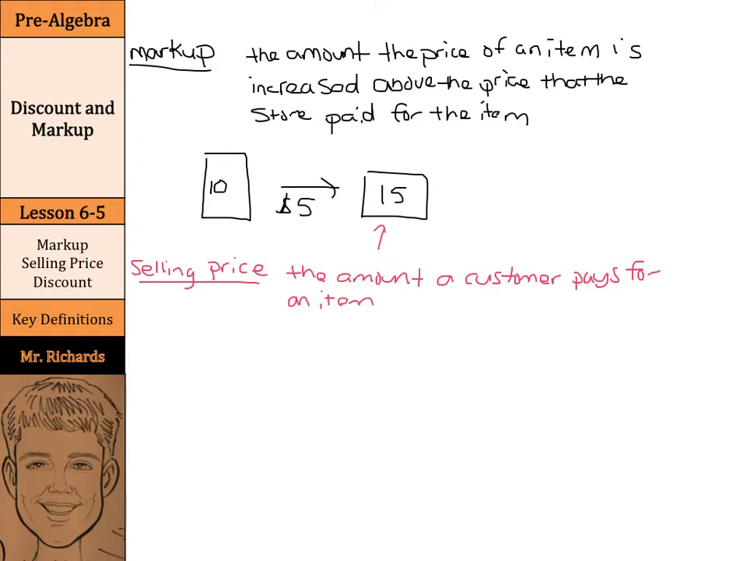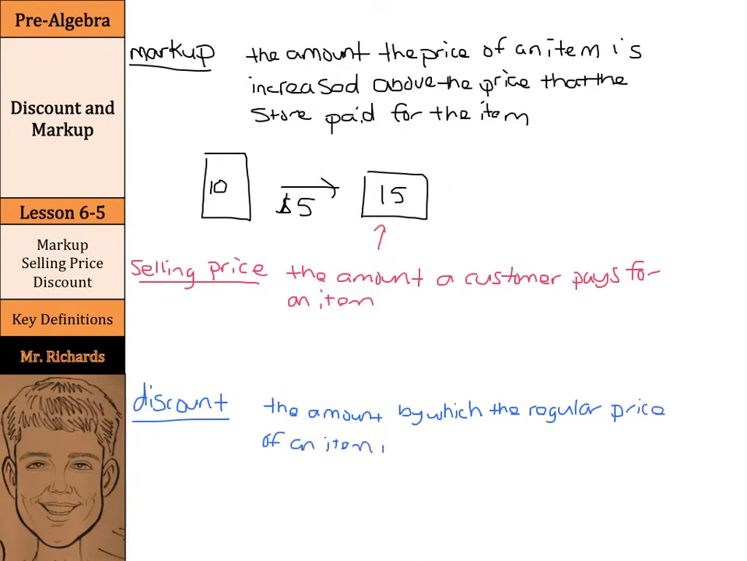The next definition is discount. When you think discount, you can think of sales, because discount is the amount by which the regular price of an item is reduced. In this lesson, we're going to be working with percentages to calculate markups, new selling prices, and discounts.